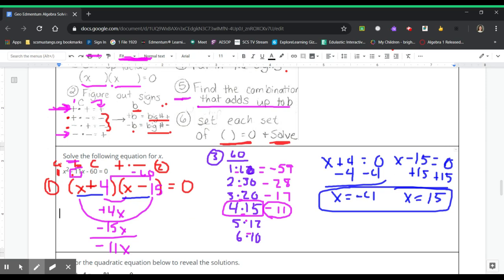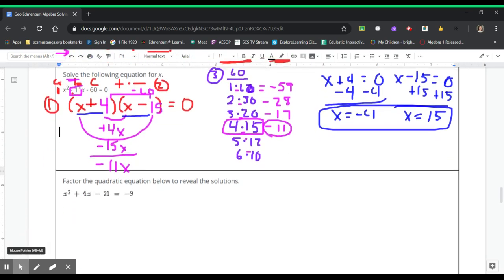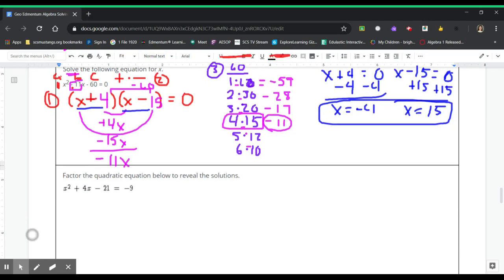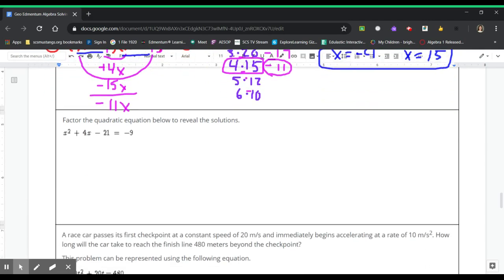So to solve the following equation, those are the steps that you need to do, and that's our answer. All right, so they're not always going to be quite that busy. It could be a little more busy, but they're not always going to be quite that big. Looking at the next one they give us to solve, they want us to factor that quadratic equation to reveal the solution. See how they're changing the way they're asking you to do the same exact thing. So this is factor to reveal solutions.